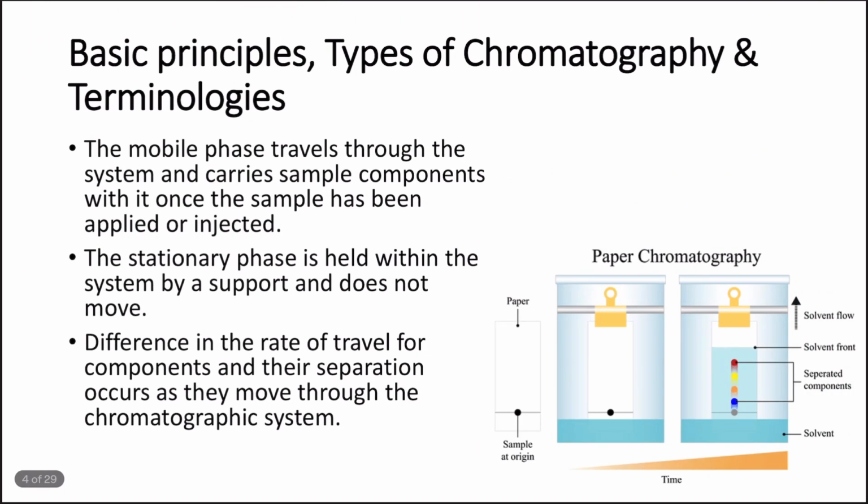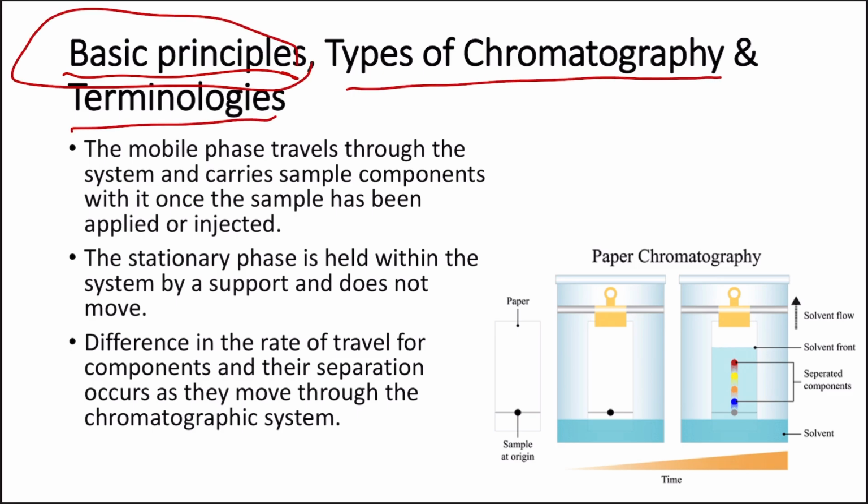Now coming to the next slide, that is the basic principles, the types of chromatography based on different aspects and the terminologies. So first, let's discuss the basic principles. As I've already mentioned, the separation of the chemicals occurs based on the differential interaction between the stationary phase and the mobile phase. So what is the stationary phase and what is the mobile phase? If you can see the diagram here on the right side, it is a depiction of paper chromatography. It is a type of planar chromatography, which I will be discussing later. Here you can see we have a paper. This paper is the one which remains static throughout the entire process of the chromatographic separation of components. So this is what we call the stationary phase.